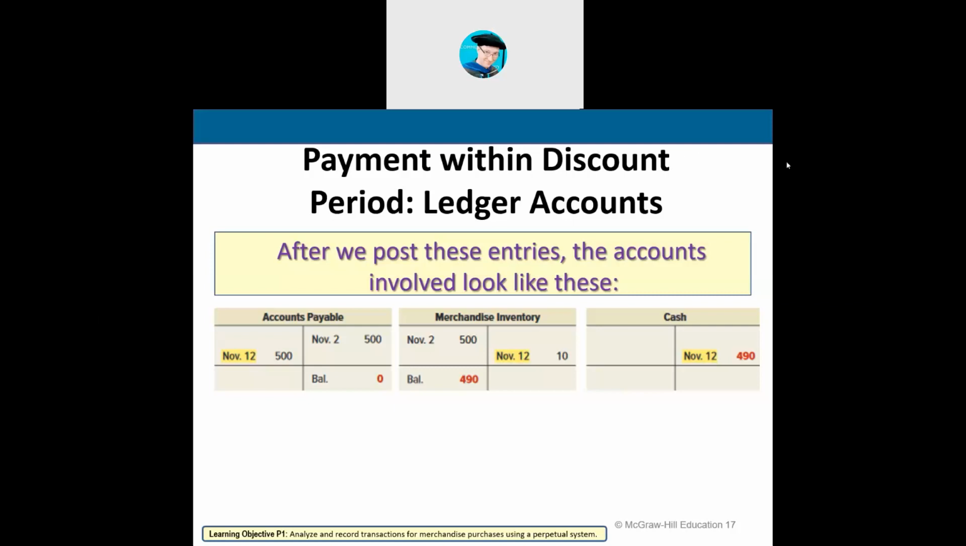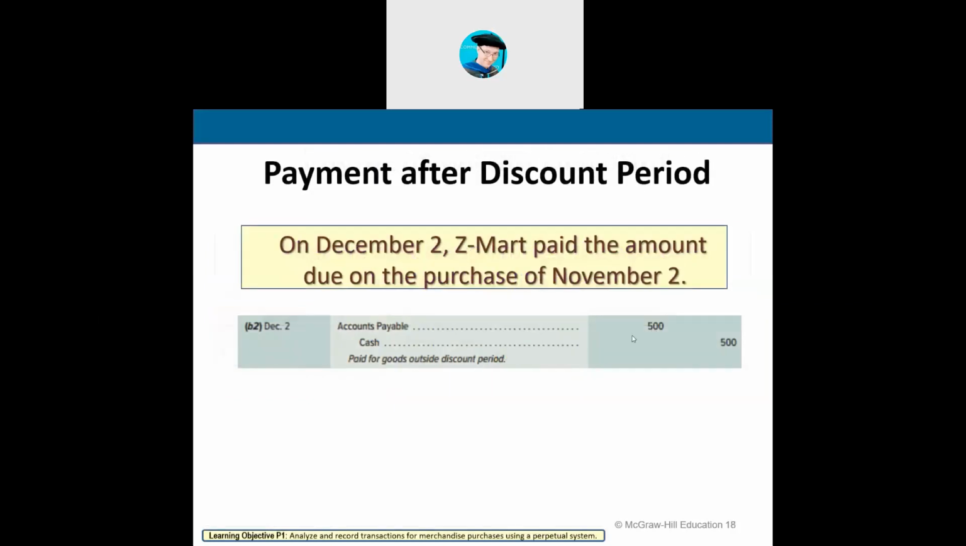And then of course we paid cash $490. It's kind of nice to walk through the whole accounting cycle just with a couple of examples.